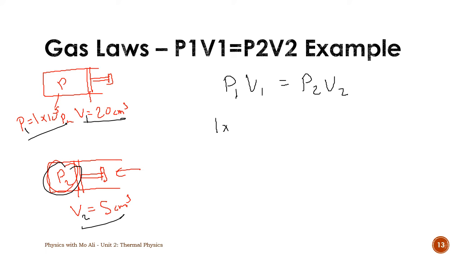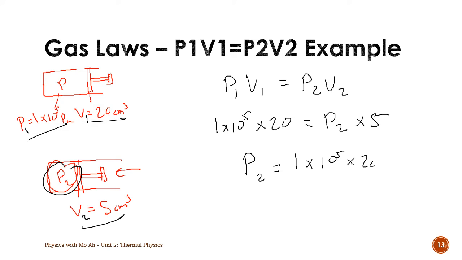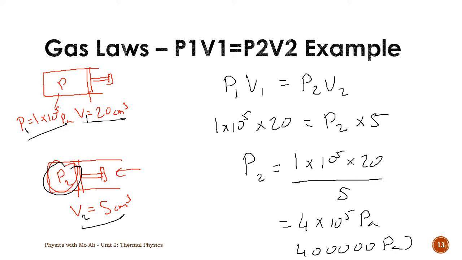So 1 times 10 to the power of 5 times 20 equals P2, because we don't know it, times 5. So this leaves us with P2, if I just rearrange the equation really quick, equals 1 times 10 to the power of 5 times 20 over 5. 20 over 5 is 4. So this gives us a final answer of 4 times 10 to the power of 5 Pascal. Or you could just say 400,000 Pascal if you do not like SI units, or if you don't know how to convert them from your calculator. Excellent.